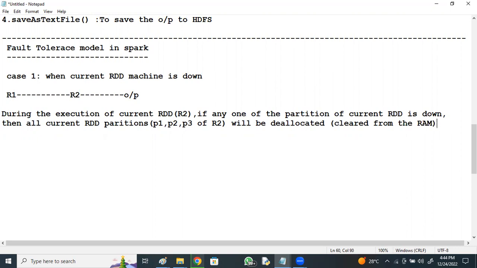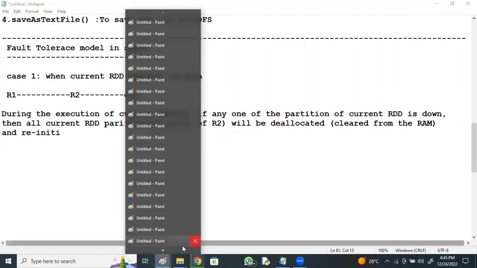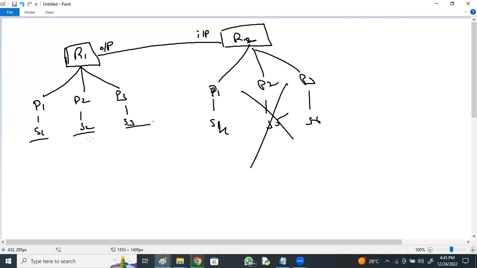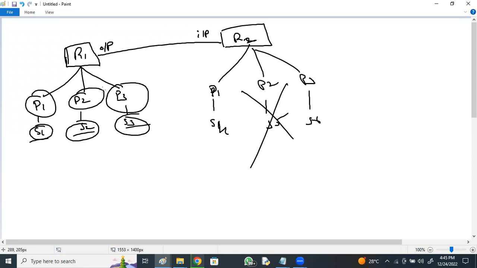Sir, can I ask a question? Yes. Sir, we are collecting data from S1, S2, S3, right? And then after that we are loading into the RAM via partitions. Then what is inside S4, S5, and S6? Is there another data, or the same data belonging to S1, S2, S3? Here S1, S2, S3, slave 1, slave 2, slave 3. Within the S1 RAM, P1 is stored. Within the S2 RAM, P2. Within the S3 RAM, P3 is stored.